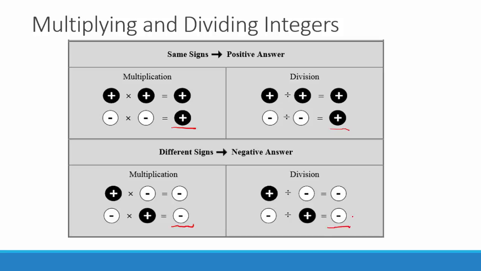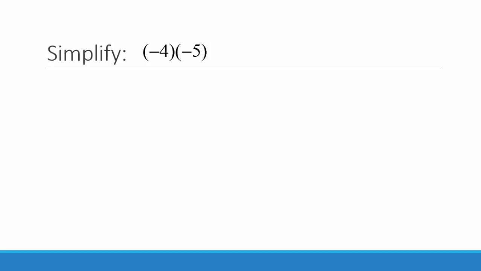The rules for multiplication and division are different from the addition and subtraction rules for signed numbers. Make sure you keep these rules separate when you do these operations. I am multiplying -4 times -5. The signs are the same, so we are going to get a positive number. 4 times 5 is 20, and a negative times a negative is a positive.